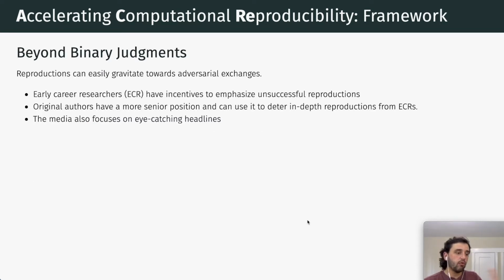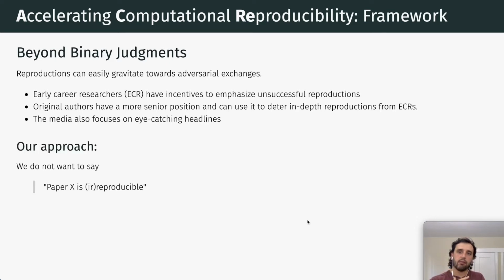And also we want to move away from binary judgments. In this space, reproductions can easily gravitate towards adversarial exchanges, in the sense that early career researchers have incentives to emphasize unsuccessful reproductions. Original authors have a more senior position that they can use to deter in-depth reproductions by early career researchers. And also the media has a focus on eye-catching results like "X% of research does not reproduce."